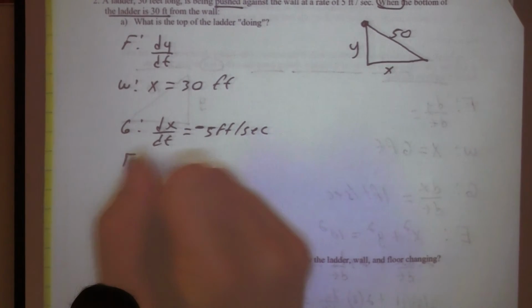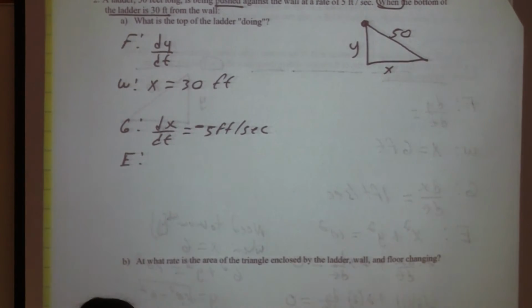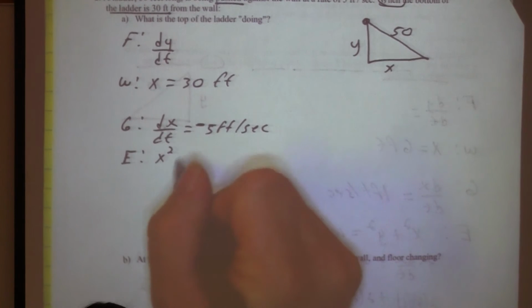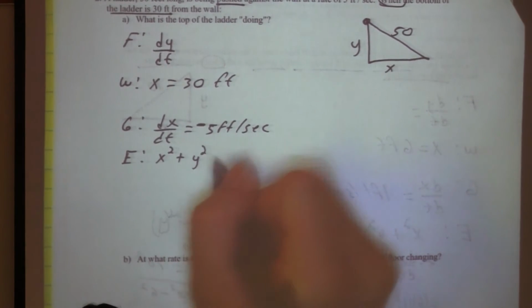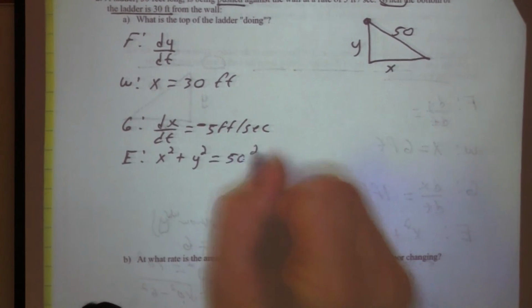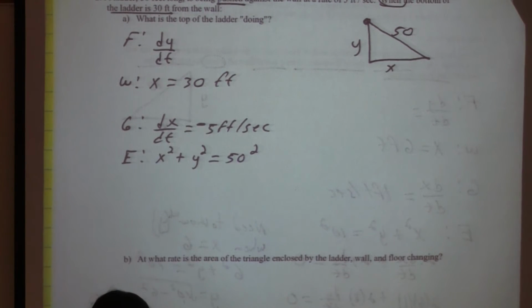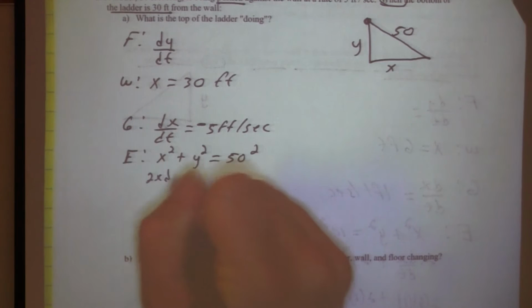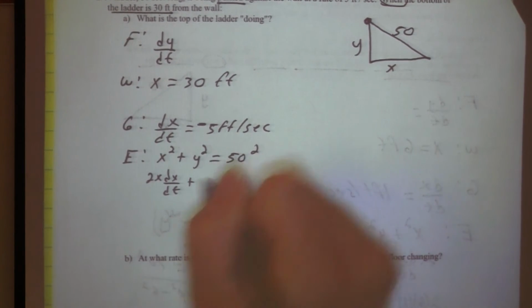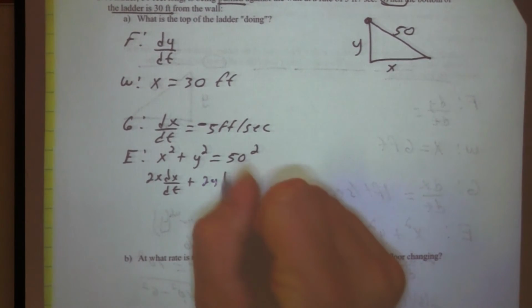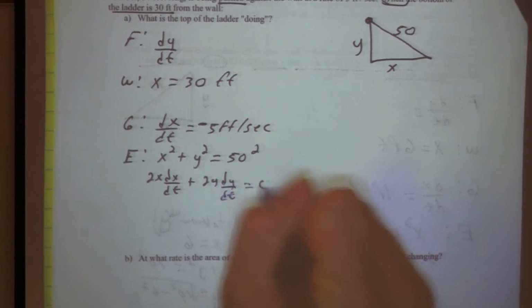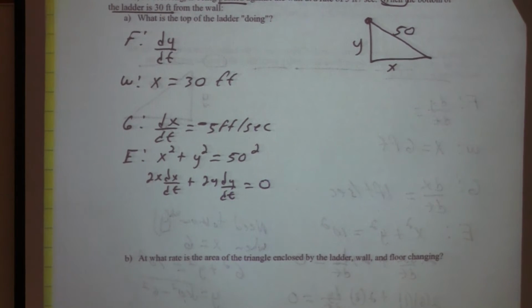What would my equation be here? X squared plus y squared equals 50 squared. And again, we can put the 50 because it's a constant, very good. Okay. So differentiated, quick, quick: 2x dx/dt plus 2y dy/dt equals? Do we have everything we need? Oh, what are we missing?